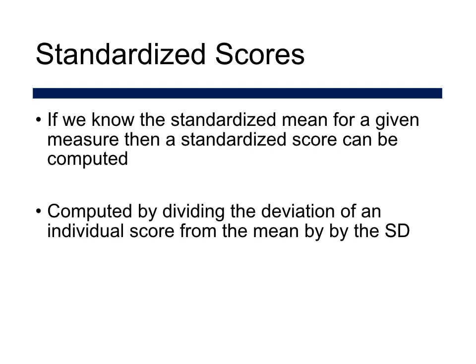Welcome back. So research often uses standardized scores to report data. For example, you might see something like BMI Z-score. This is a standardized score. If we know the standardized mean for a given measure, then we can calculate a standardized score. So here's an example of the formula.